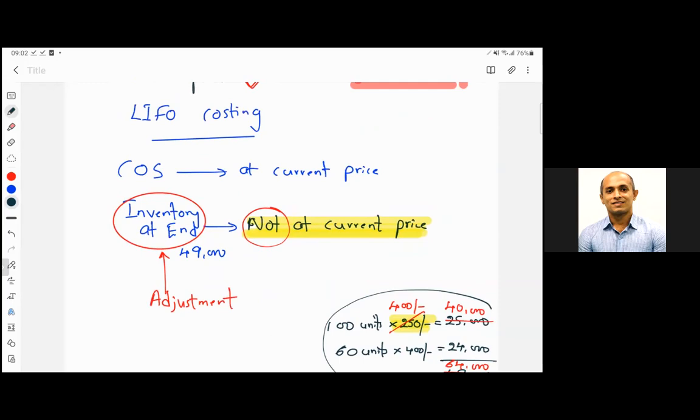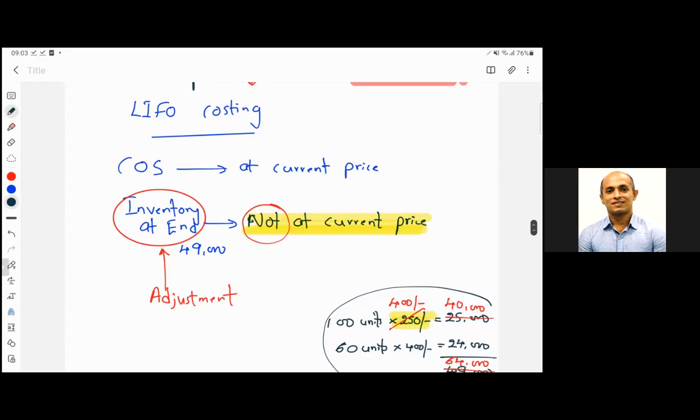Now you see inventory at cost is 49,000. Now let's say your judgment is that, compared to last year, current year prices increased by 50%. Then 49,000 increased by 50%, so 49,000 multiplied by 150% gives 73,500.